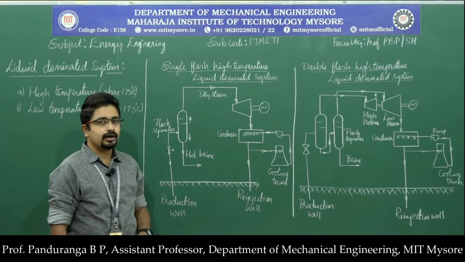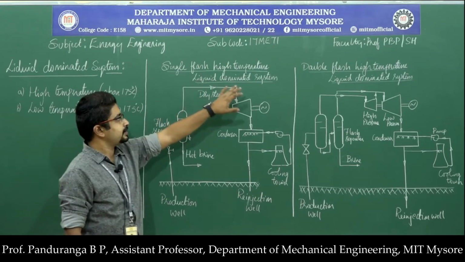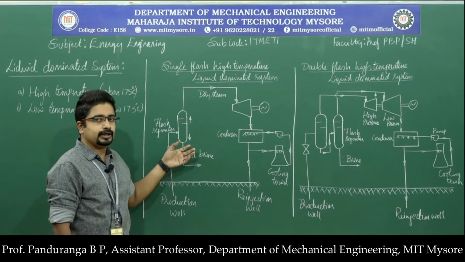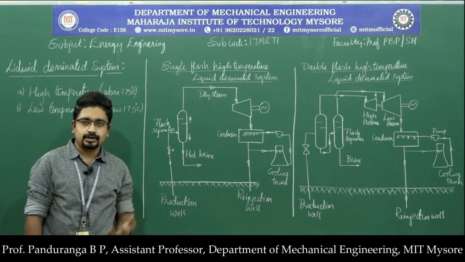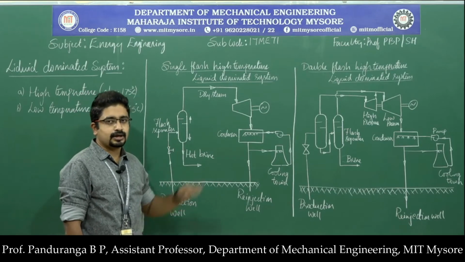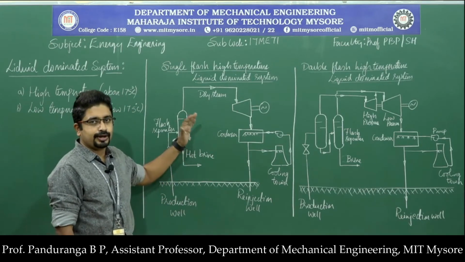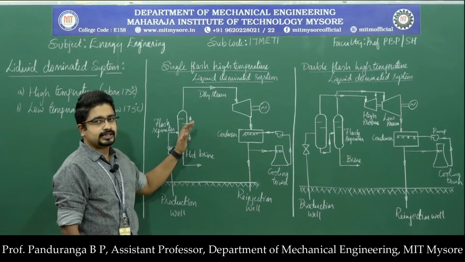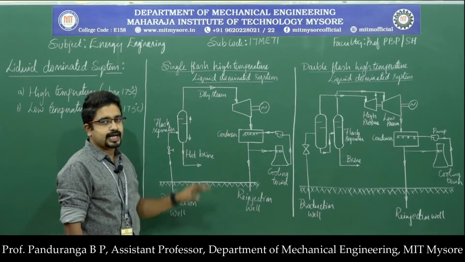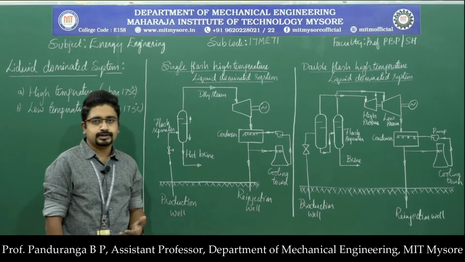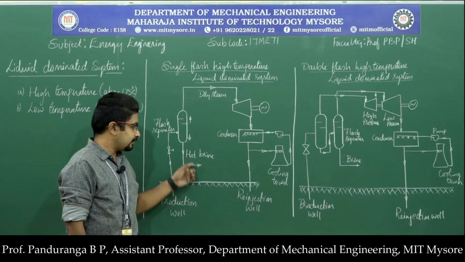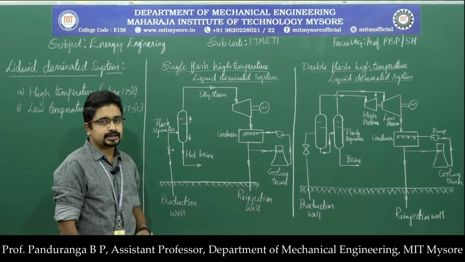So this is the working of a single flash high temperature liquid dominated geothermal source. Here we are not boiling the water, so the water is already at a higher temperature and higher pressure. We bring the pressure below the saturation pressure at that temperature, which results in boiling of water, and that creates steam. So the steam moves upward, and the water which remains, because of the dissolved salts and minerals, we call it hot brine, because its temperature will be higher. That will be re-injected back into the re-injection well.